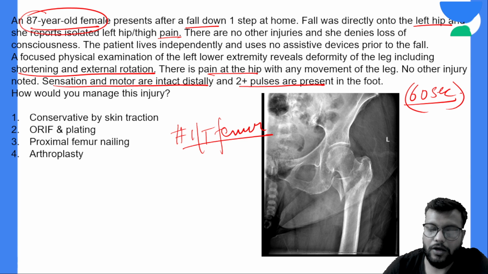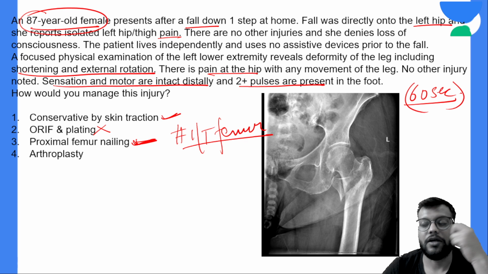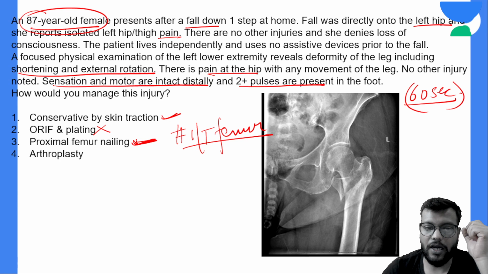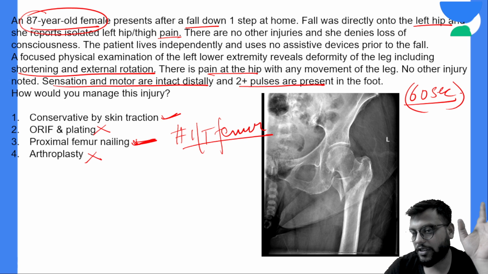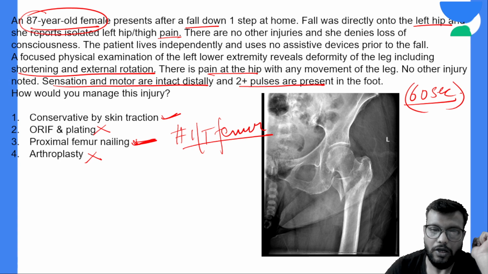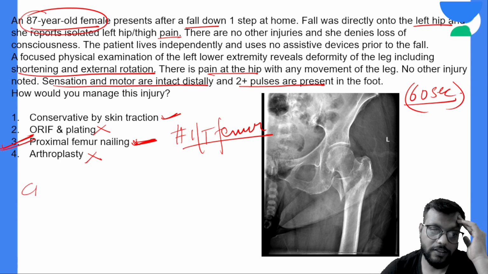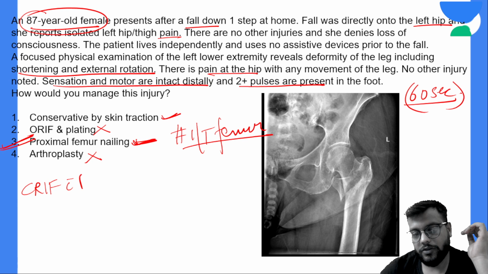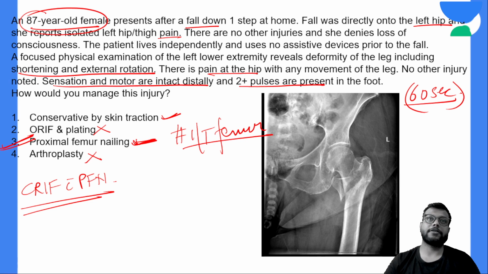Okay, so you either go for the surgery, where the surgery of choice is proximal femur nailing, or you go for the conservative treatment by skin traction, or if plating you can do, but it is not the first line or the treatment of choice. And arthroplasty, no, because the joint is still good and there is no pathology in the joint. So if you have to choose between these two, always go for the surgery, that is CRIF with proximal femur nailing, that is CRIF with proximal femur nailing you should do, right?